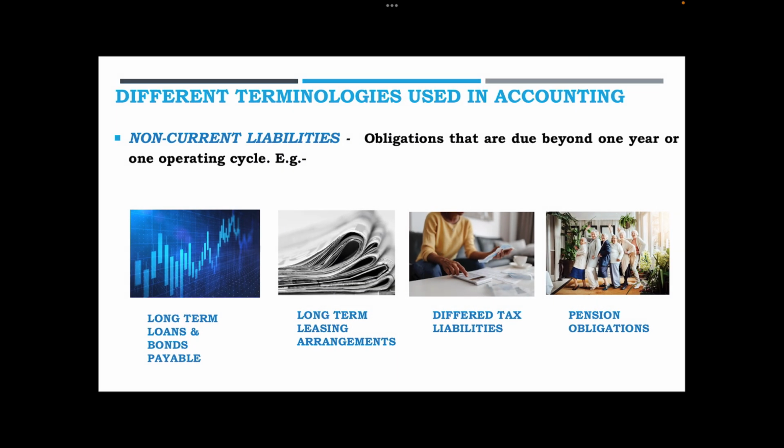Now non-current liabilities are the obligations that are due beyond 1 year or one operating cycle. Like long term loans, bonds payable, then long term leasing arrangements or deferred tax liabilities, they are to be paid but not immediately but after some long time, so that is also your non-current liabilities. Now pension of the employees, this is also not immediately to be paid but you are liable to pay in the long run, so that will be considered as non-current liability.